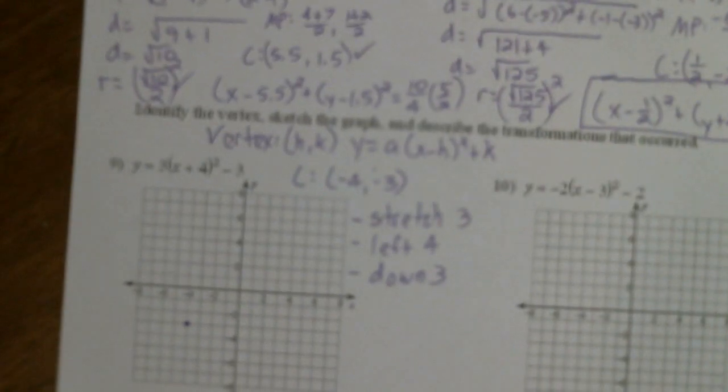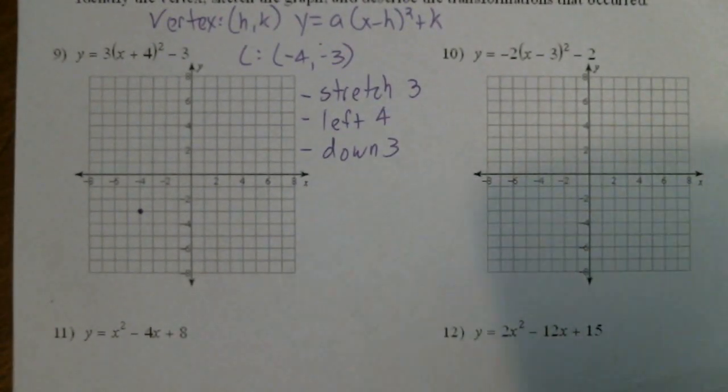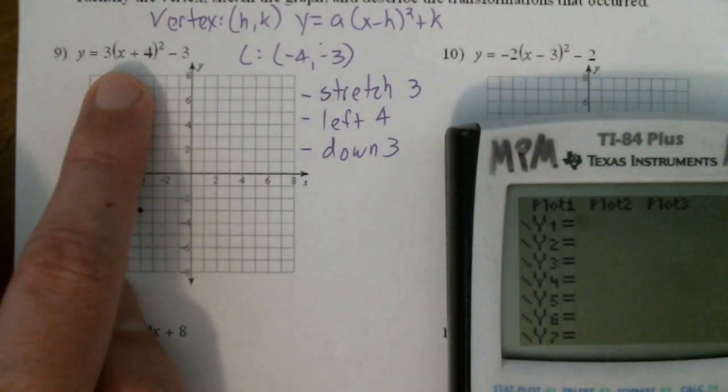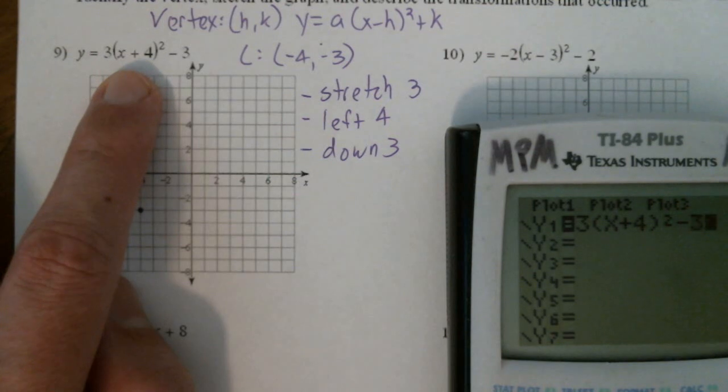Sorry about this, guys. I'm seriously going to have to look at a new webcam, so I'll have to keep doing this. Okay, so let's type in our equation up here. So we've got y equals 3 parentheses x plus 4 quantity squared minus 3.